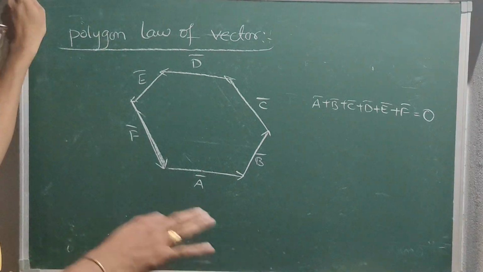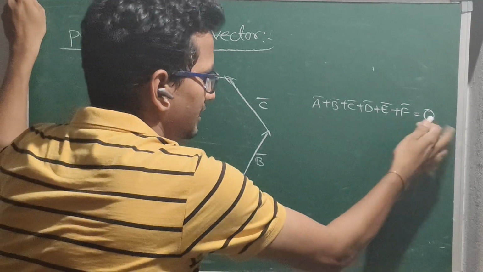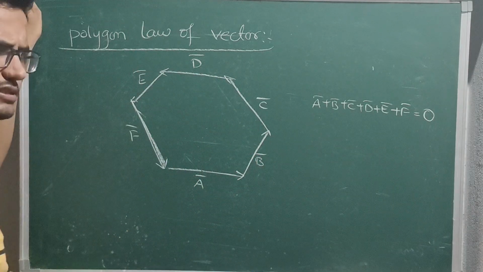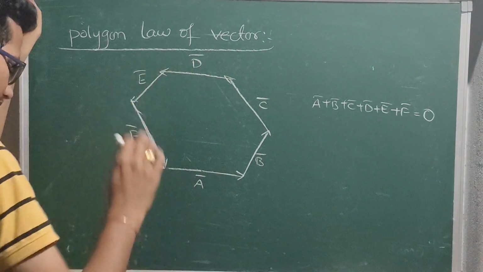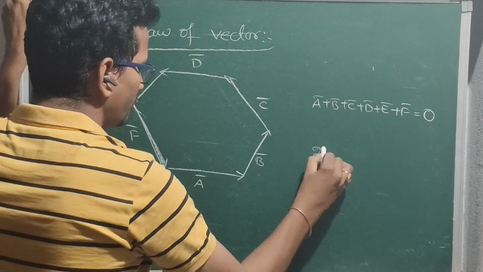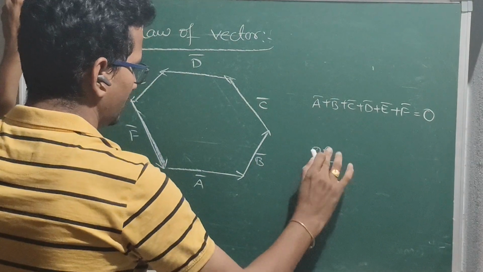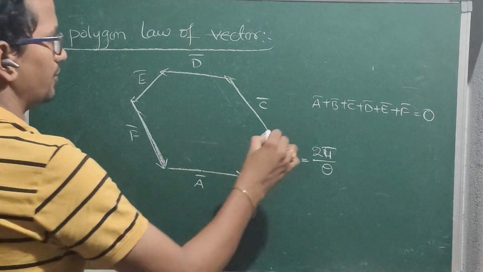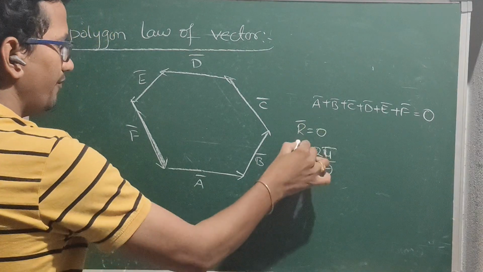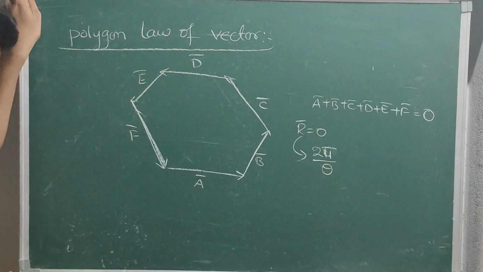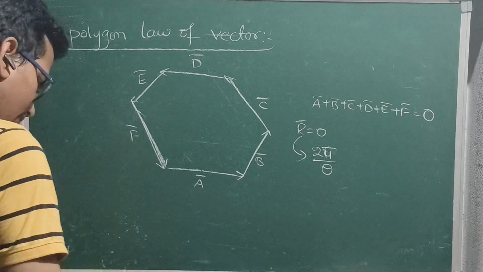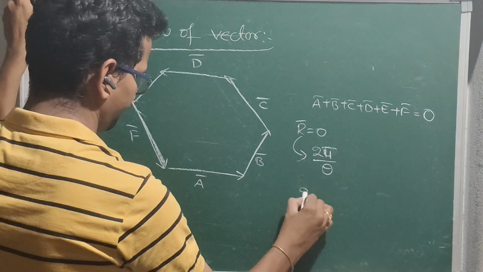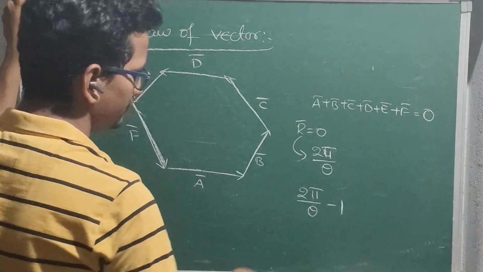If the resultant is 0, if you got the resultant is 0, then what is the number of forces that can be acting? These are forces. For example, the number of forces F1, F2, F3, F4, F5, F6. Then we can use 2 pi by theta. If the resultant force is 0, we can use this formula, 2 pi by theta. If your resultant force F is not equal to 0, then we can use 2 pi by theta minus 1.